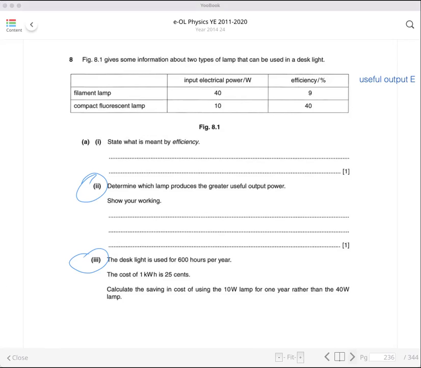Bei Kwan, the question is not asking which one is more efficient. The question is asking which lamp produces the greater useful output power. Your answer is correct, but your writing is wrong. So the first one will be 3.6 watt. The second one will be 4.0 watt. Clear? Okay, so Bei Kwan, what's your answer for part 2? Oh, sorry, part 3.